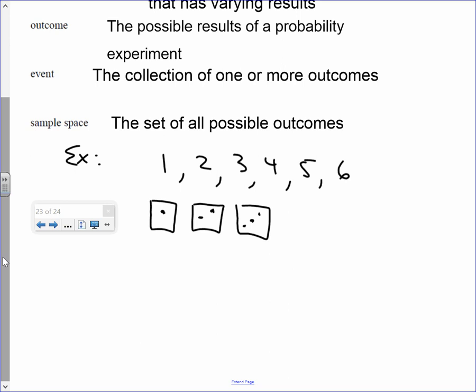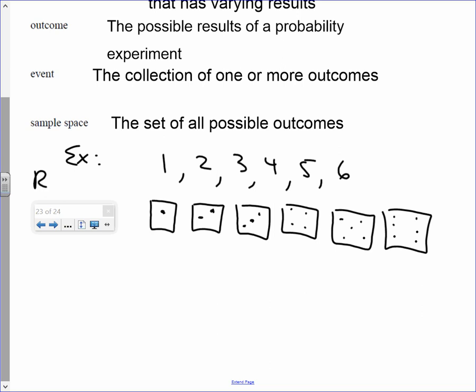The main thing I want you to understand about a sample space is that it's just a depiction of all the possible outcomes of a probability experiment. Let me do number 4 of a die, 5, and then 6. So numbers, pictures, anything that depicts or conveys all the possible outcomes of rolling one die. So this would be an example of rolling one die, the sample space. Put that on your notes.